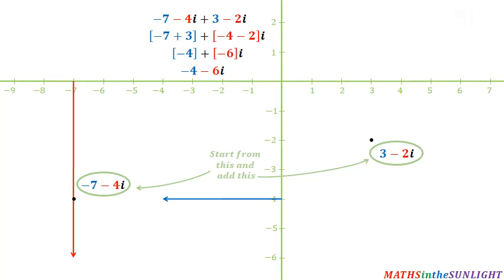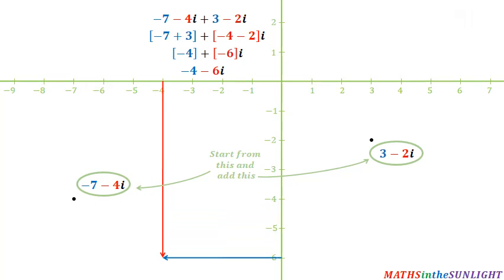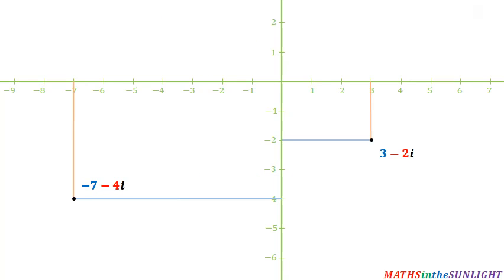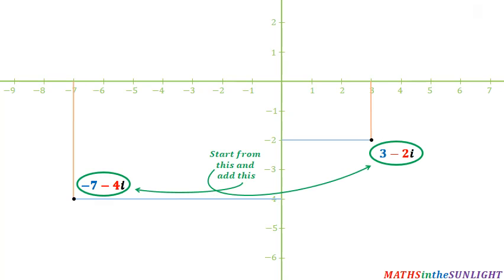The address of the new one will be minus 4 along the blue and minus 6 along the red. Or minus 4 along the real and minus 6 along the imaginary. To draw the dot, slide the arrows along. And there we see it. Minus 4 minus 6i.